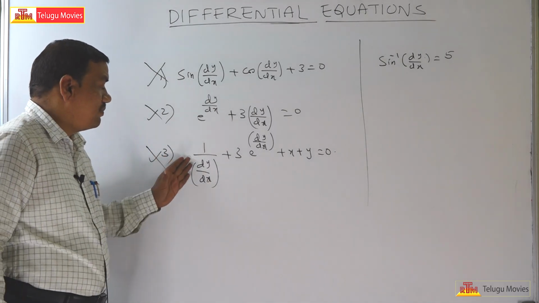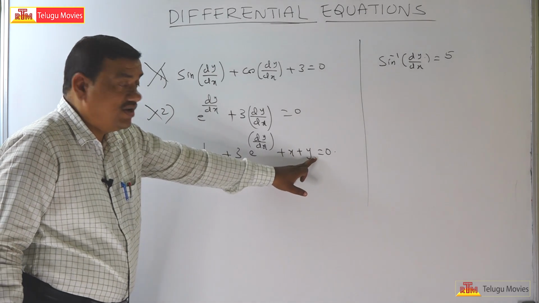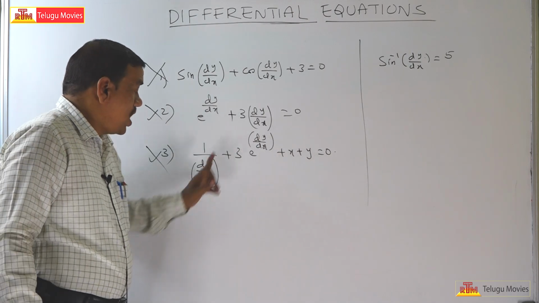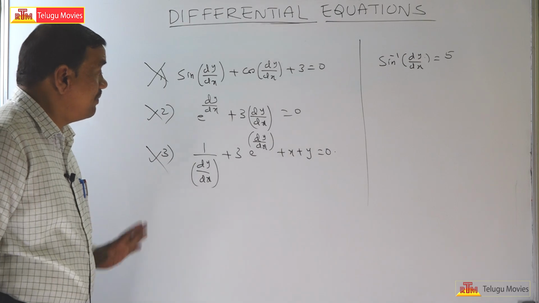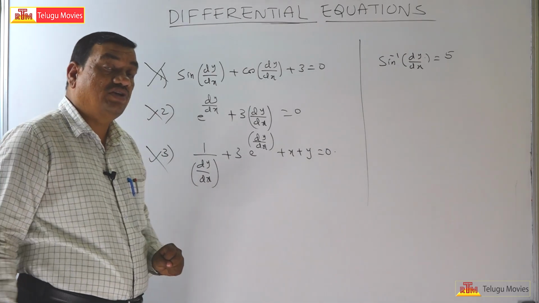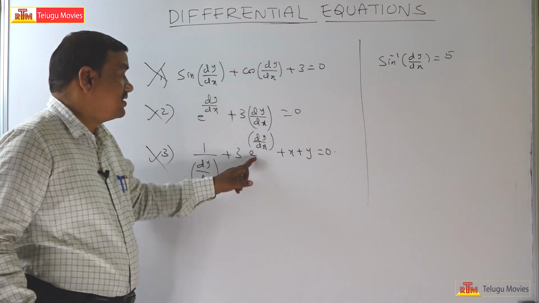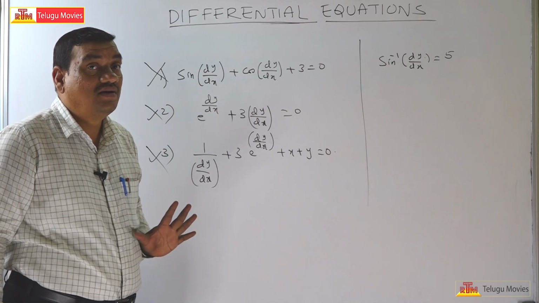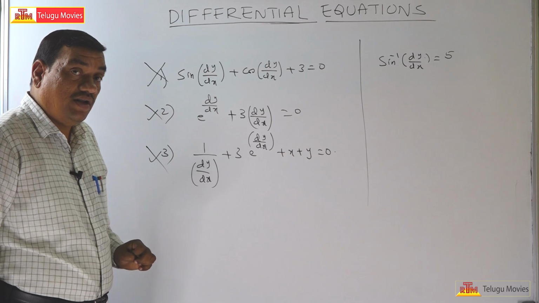So this is also 1 by dy by dx plus, here you are seeing that x value is there, y value is there, independent variable, dependent variables, also derivatives are there. But it is not a polynomial equation. That means you cannot express it as a polynomial equation. Why? Because of e power dy by dx. So it is not a polynomial in dy by dx, and therefore this is also not a polynomial differential equation.